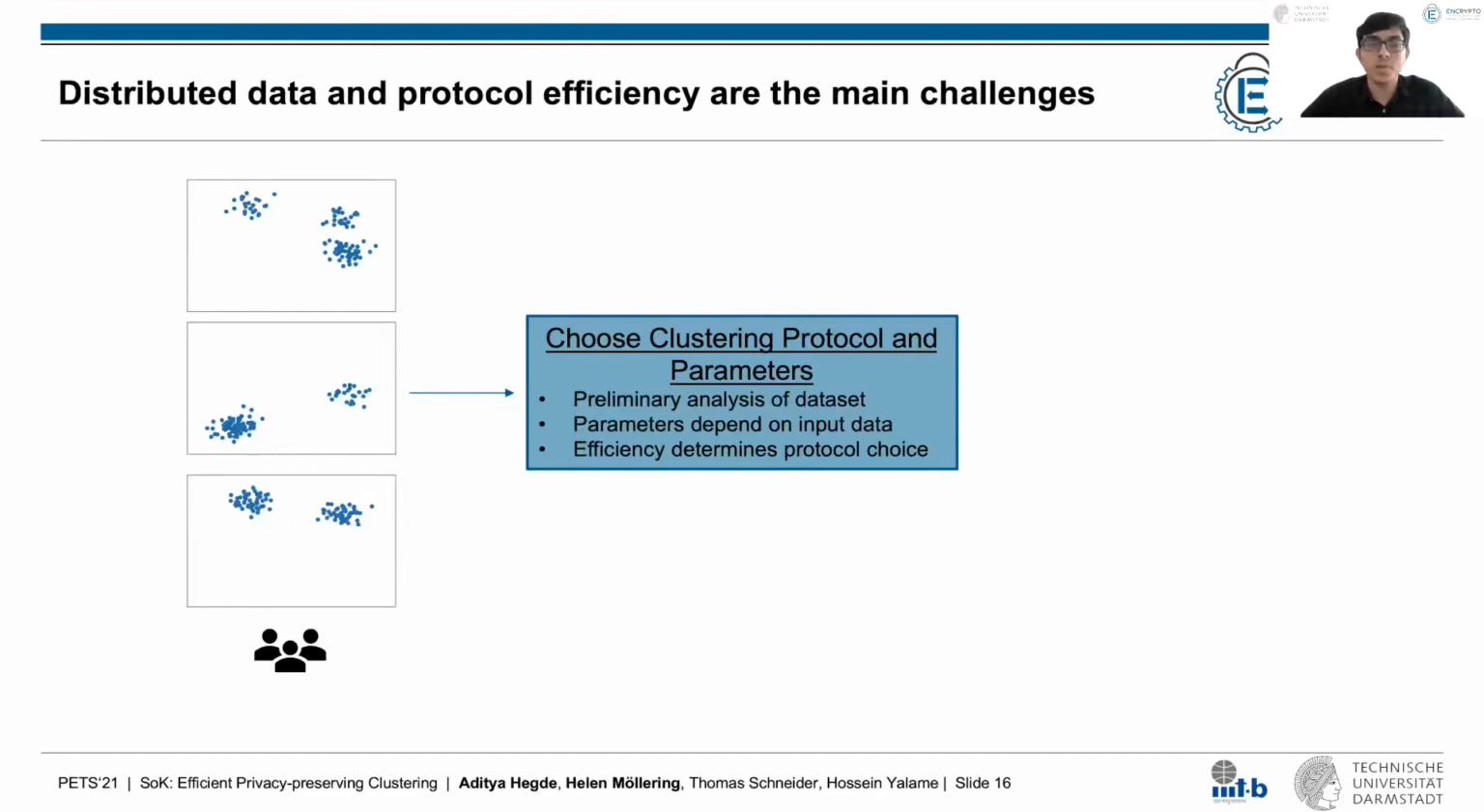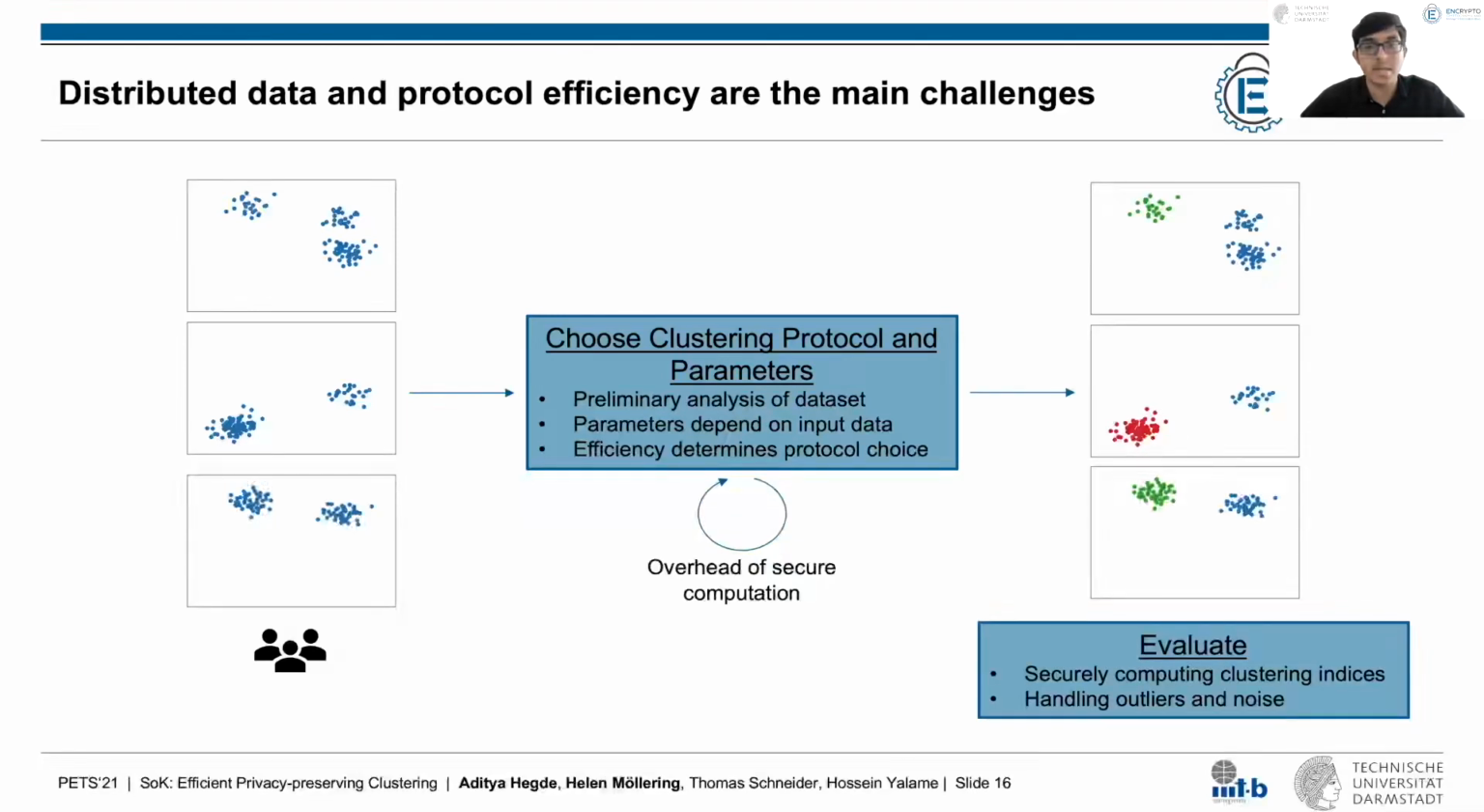Also, since the performance of protocols varies significantly, the choice of protocol might depend on the efficiency of the protocol rather than the underlying algorithm and the output quality. Moreover, the inherent overhead of secure computation makes it infeasible to run the protocol multiple times with different parameter values and randomness, like in the case of plain text clustering. When the data owners do run a clustering protocol and receive the clusters in their dataset as output, the next challenge is in evaluating the clustering quality.